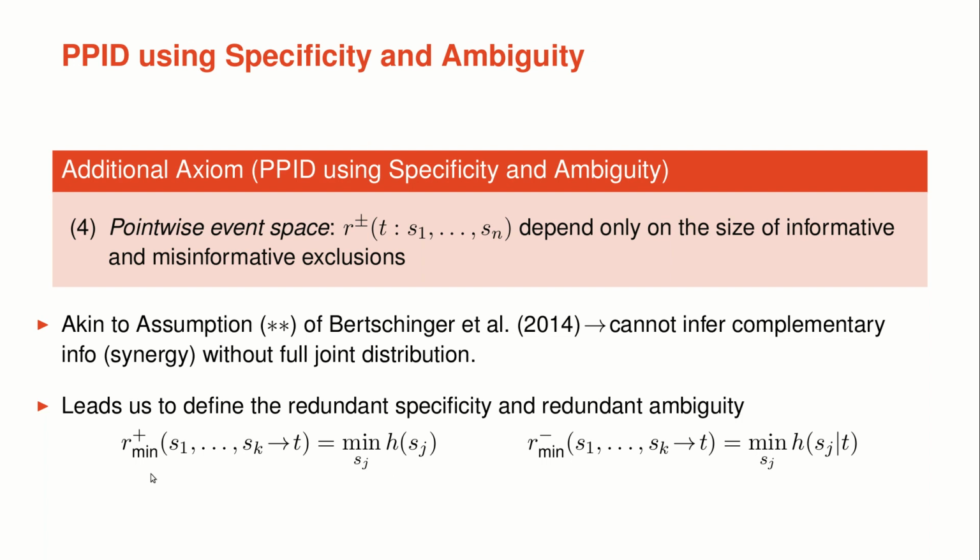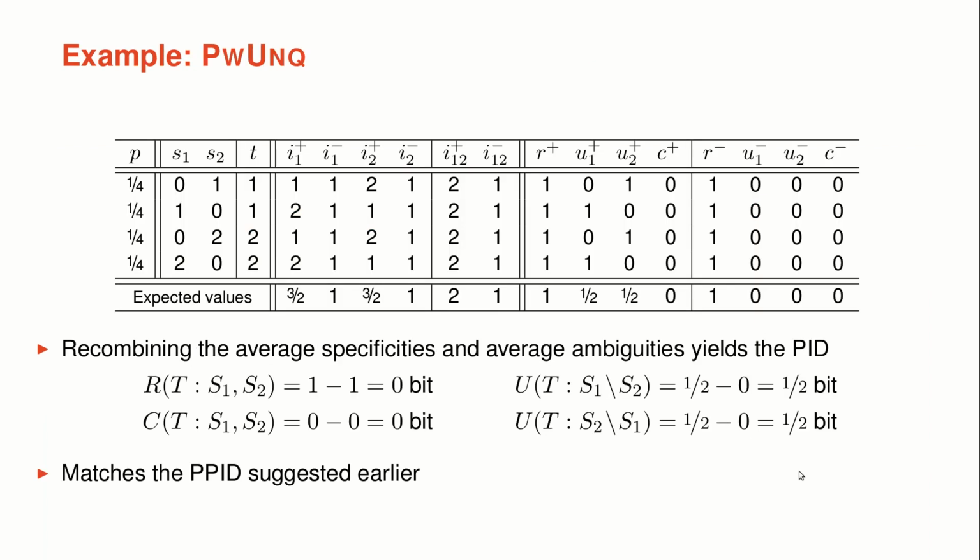So we can define the redundant specificity as the minimum across all the sources, and the redundant ambiguity as, again, the minimum ambiguity across all the sources about that target event. Once we have that in place, we can come back and revisit our examples. Coming back to the pointwise unique information, if we decompose this now using our new measures, we get exactly what we hoped for.